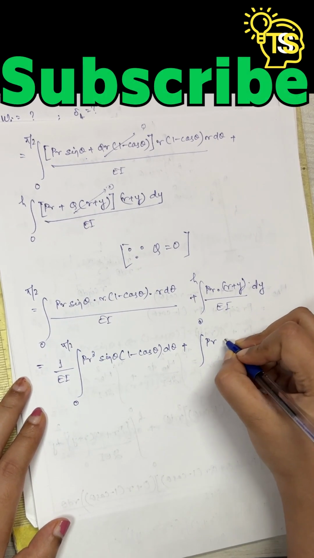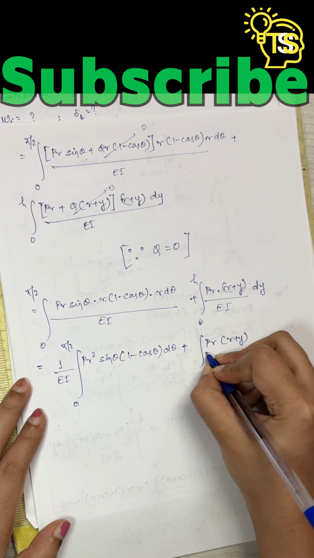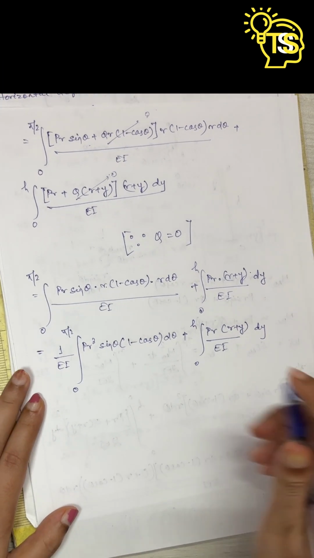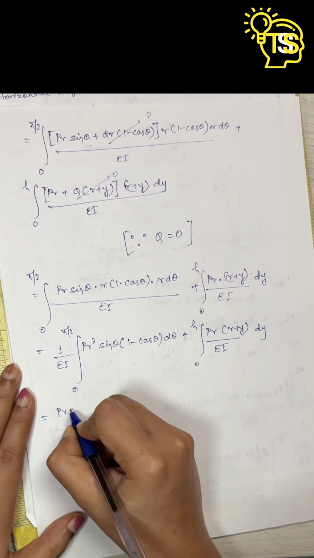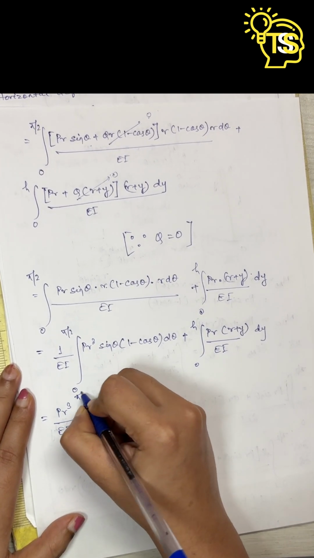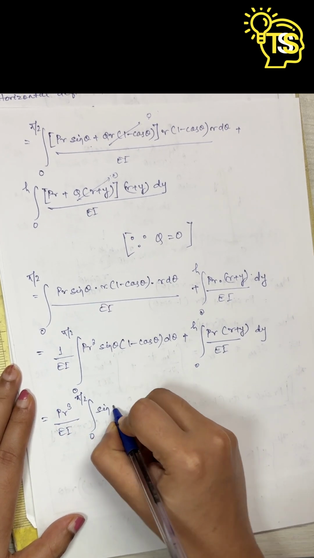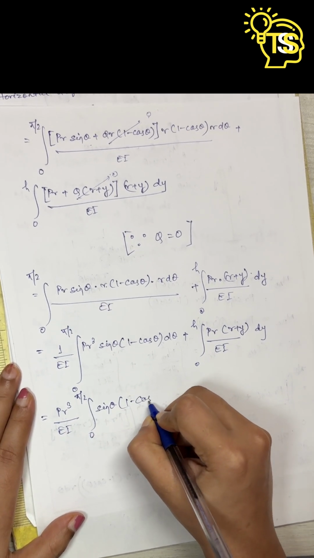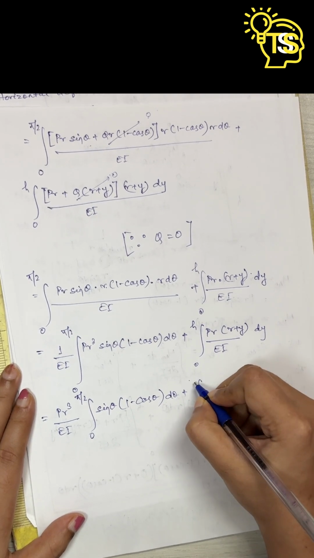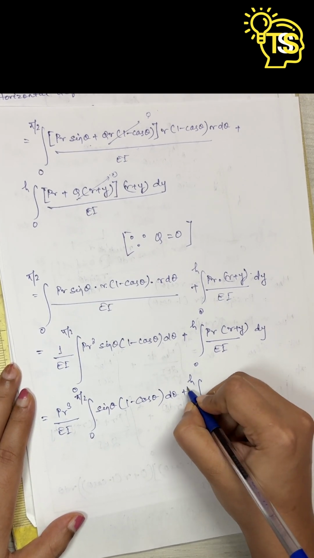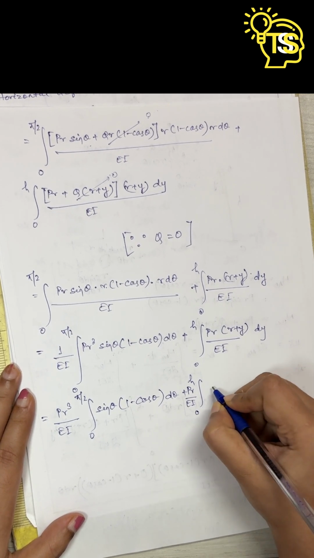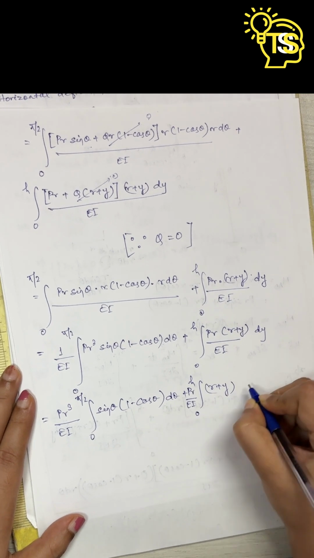Now P R, let's bring P R also outside the integration. P R upon EI, 0 to pi by 2, (sin theta minus cos theta sin theta) whole into (1 minus cos theta) d theta, limit from 0 to h. Let's bring P R outside the integration. P R upon EI, here we will get (R plus y) whole into dy.